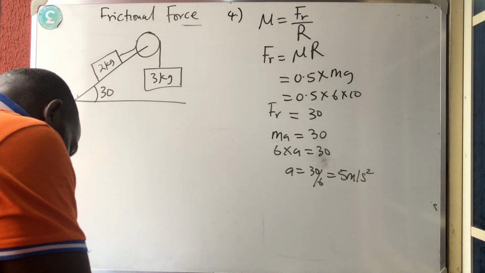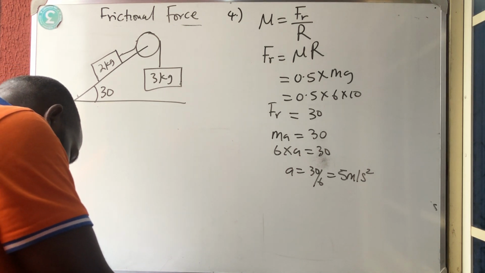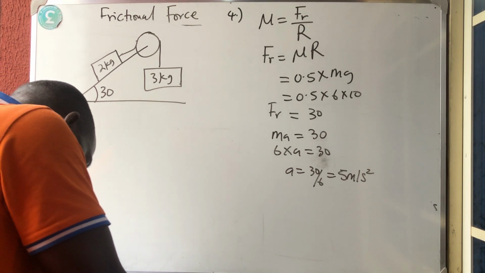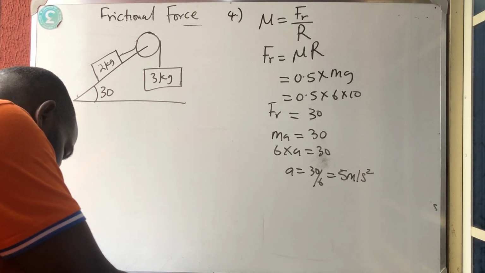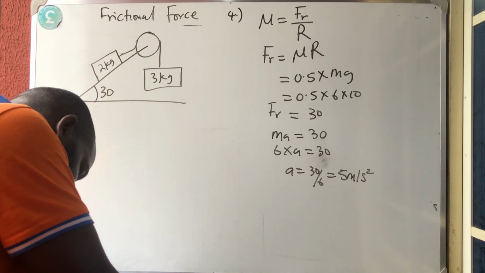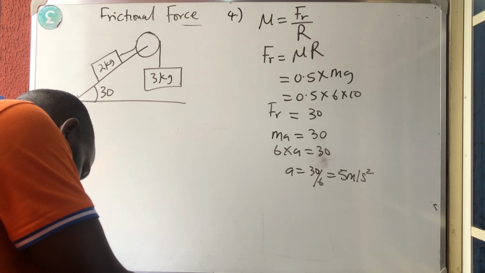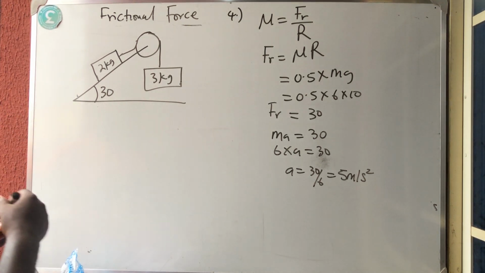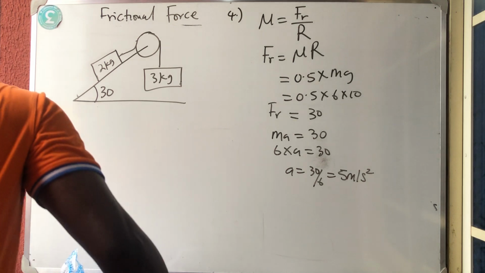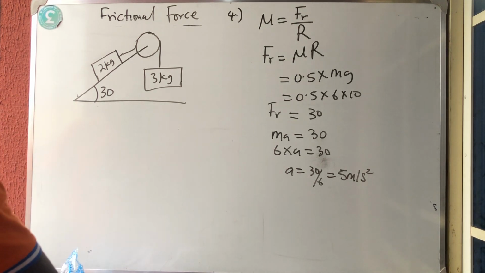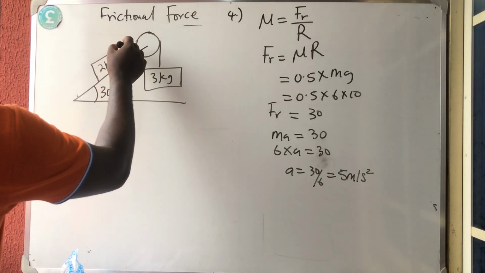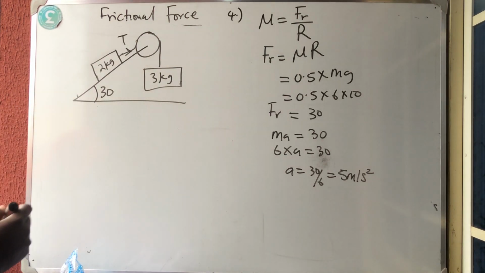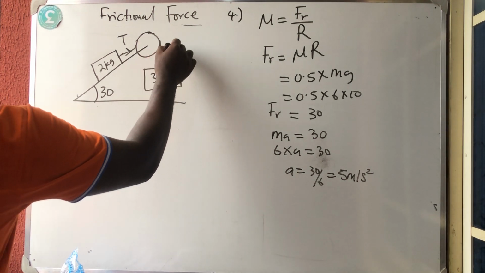The question now said a 2 kg mass on a smooth inclined plane is connected over a smooth pulley to a 3 kg mass, as shown in the diagram above. Calculate the acceleration of the body. So this is a smooth inclined plane. If it's a smooth inclined plane like the other one, frictional force does not affect it. The only thing we have here is the tension, and we have the same tension here.